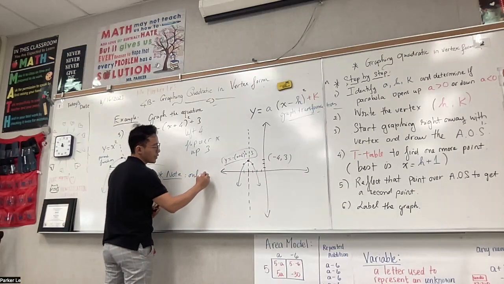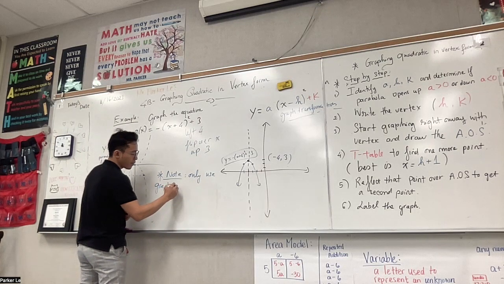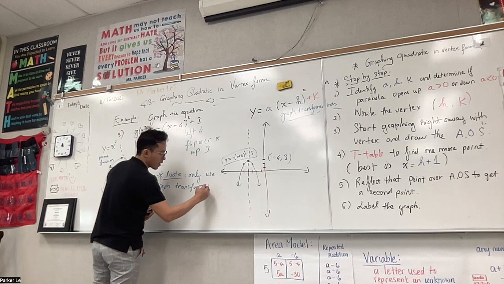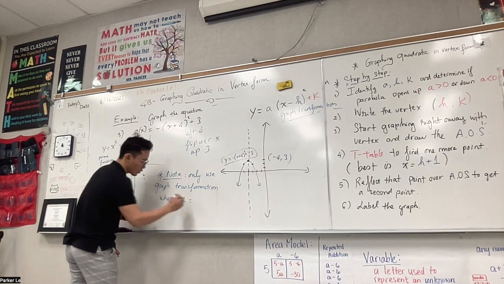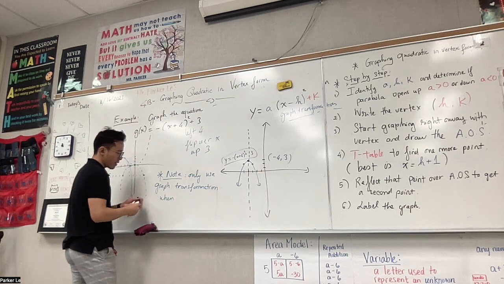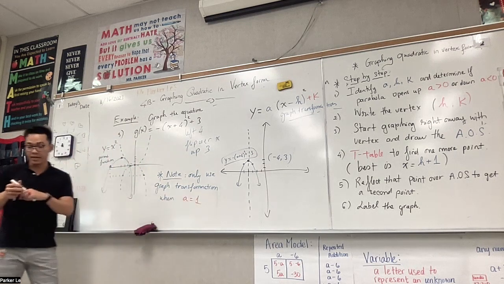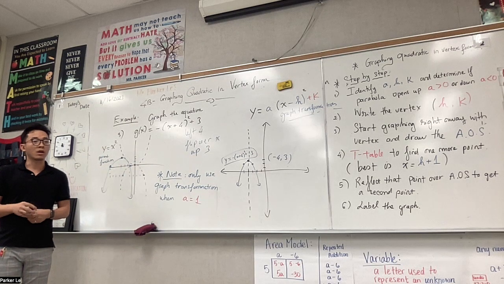Only use the wrapped information, write this down, it's very important, this is the downside of this method. Only use the wrapped information when a equals 1. If a is not 1, it's not that you cannot use it, but your graph is not going to look correct.